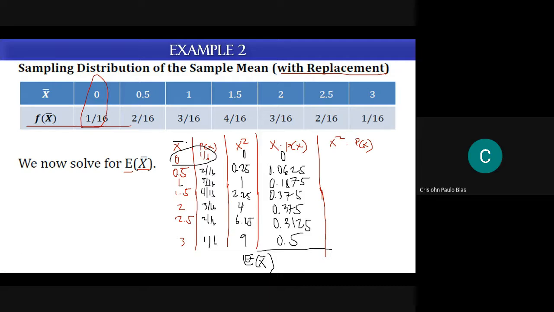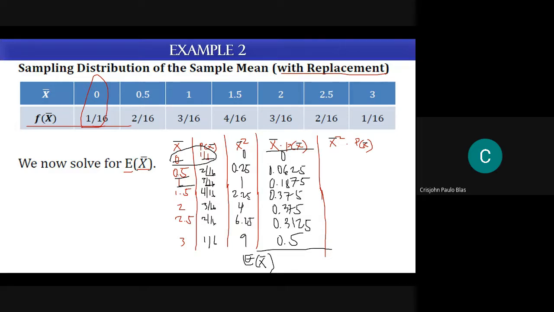Ayan, X bar pala. X bar yan ha. Tandaan nyo, X bar, kasi sample mean yan. Pinag-multiply natin kasi X times P of X, di ba? 0 times 1 over 16, 0.5 times 2 over 16, 1 times 3 over 16. Ayun lang ginawa natin. Umulit lang tayo sa dating proseso.